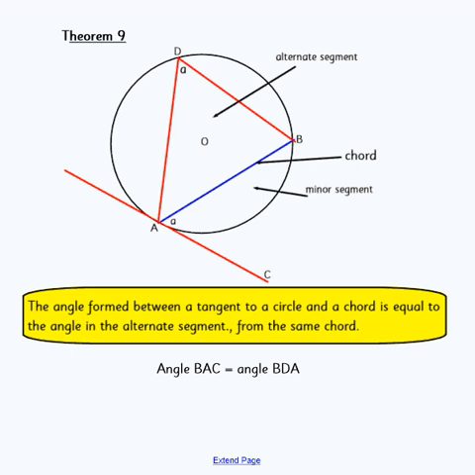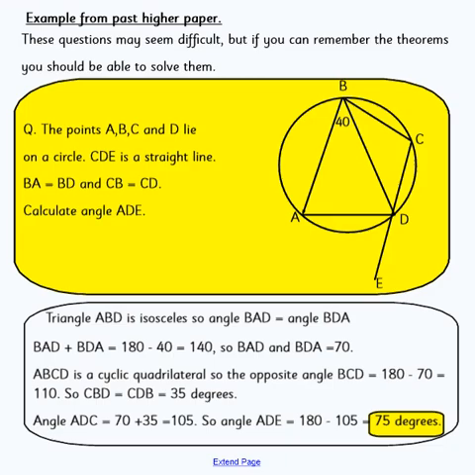Theorem 9, now this appears lots of times in the exam questions. The angle formed between a tangent to a circle and a chord is equal to the angle in the alternate segment. So this angle here is equal to that angle there. Now those are the theorems.